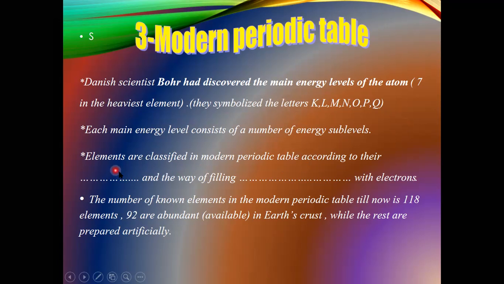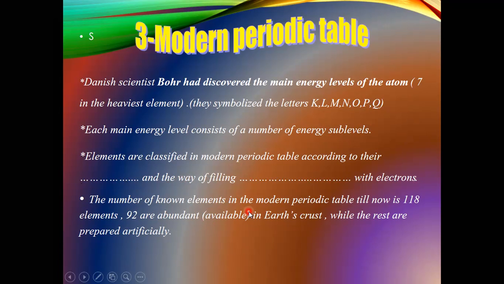طب هنا بقى he classified elements according to، خلي بالنا، their atomic number and the way of filling energy levels with electrons. يبقى احنا هنستفيد من موضوع وجود الـ energy levels because the way of filling energy levels with electrons is very important in the arrangement of elements in periodic table، وده اللي هناخده later إن شاء الله. هنعرف إزاي the elements arranged in the modern periodic table according to their atomic number، خلاص forget about the atomic weight, and the way of filling energy levels with electrons which is going to be very important.